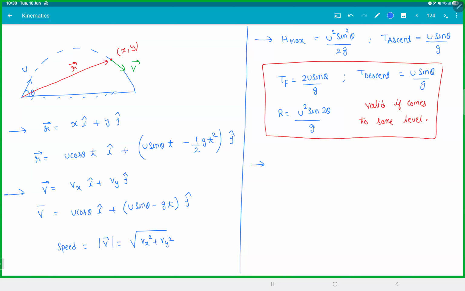Then at any time, the angle made by the projectile, tan alpha, will be Vy, the vertical component, by the horizontal velocity, which is (u sine theta minus gt) by u cos theta. And also v cos alpha at any instant will be u cos theta. Alpha is the angle made by the velocity with the x-axis.